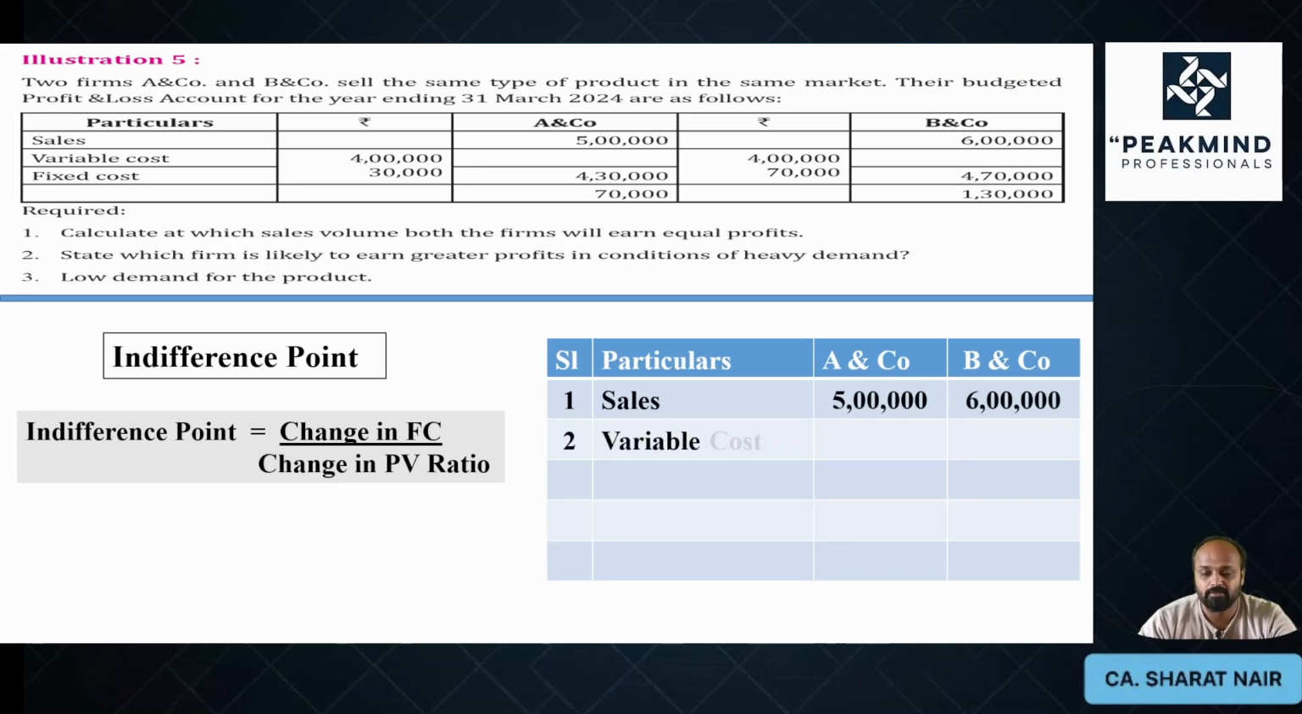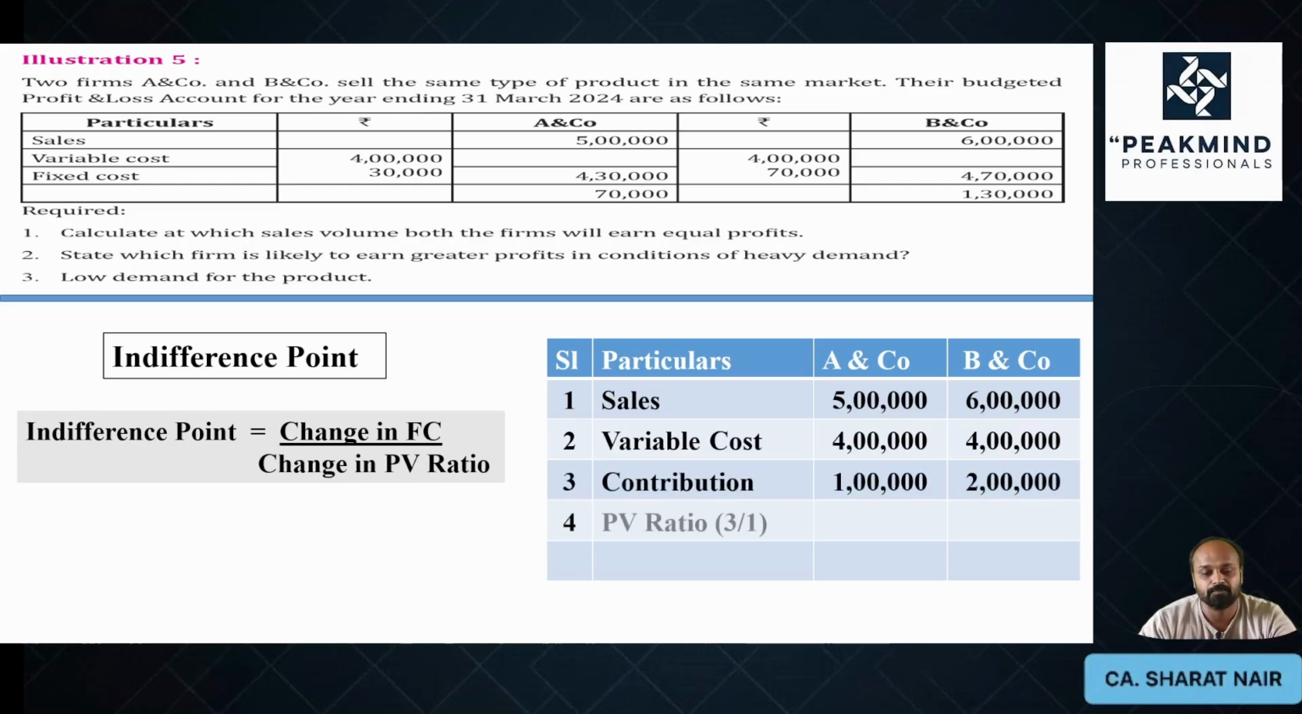Then variable cost is given, 4 lakh each. Contribution, I can find out: 5 lakh minus 4 lakh, 1 lakh, and 2 lakh respectively. PV ratio, can I find out? Yes, contribution by sales into 100, 1 lakh by 5 lakh into 100, it will come out to 20%. For B and company, it will be 2 lakh by 6 lakh, 1 by 3, 33.33%. Fixed cost is also given, which is 30,000 and 70,000 respectively.